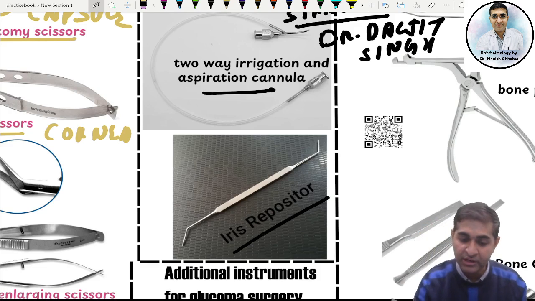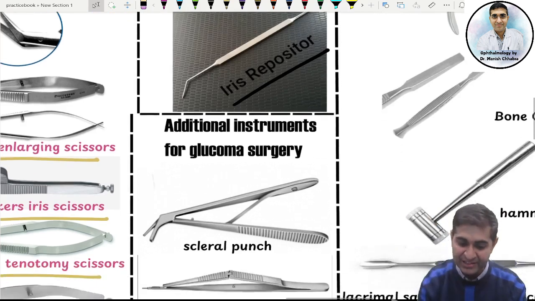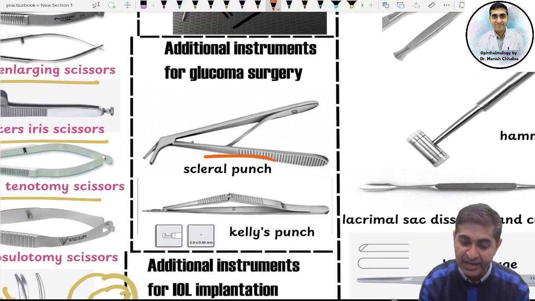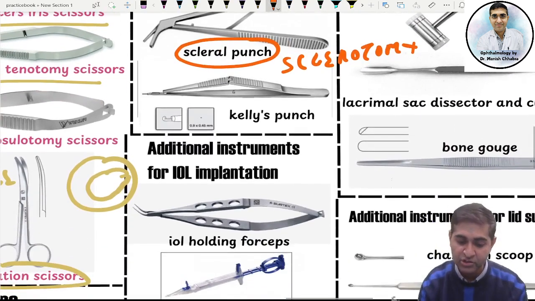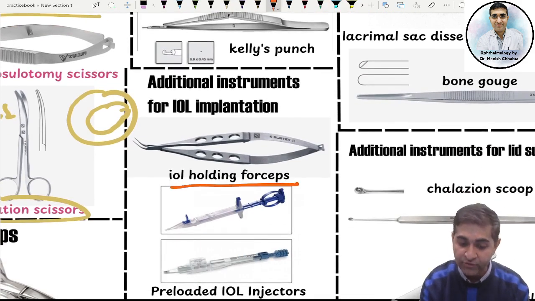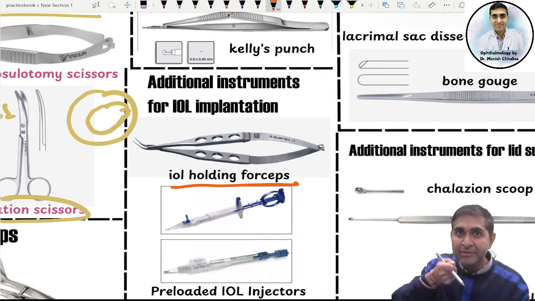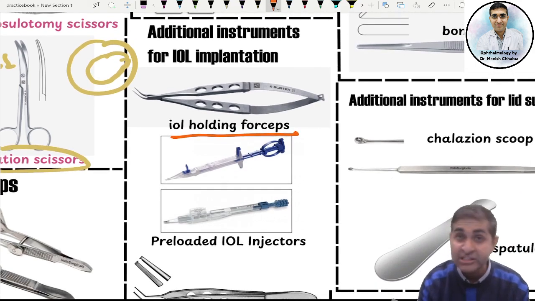Iris repositor: if the iris is prolapsing out, you need to push the iris back inside. Then in glaucoma surgery, the scleral punch is used for performing sclerectomy. The procedure is done with the help of a scleral punch, which is Kelly's scleral punch. Then IOL holding forceps: if you want to put the IOL inside the eye, you need to hold the IOL. So that is your IOL holding forceps.